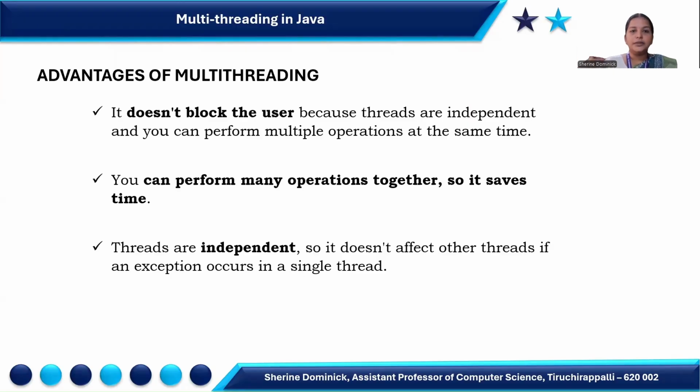Second one, we can perform many operations together, so it saves our time. Third one, threads are independent. As we saw earlier, they share a common space. But since the task is split down to the bottommost level, the processing of one thread does not affect another thread. So if an exception arises in a single thread, it does not affect the processing of the remaining threads. So this is again an advantage here.